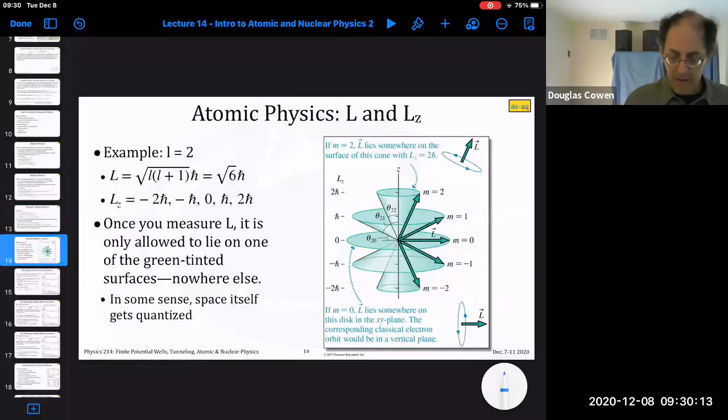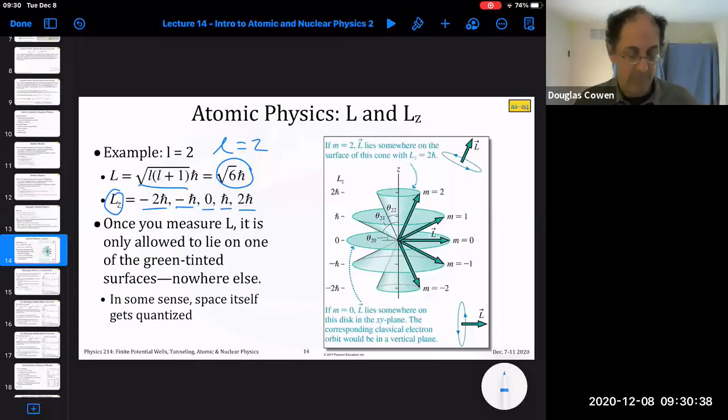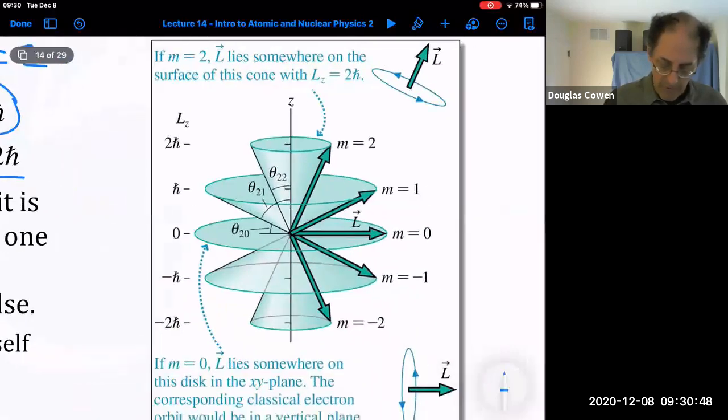Okay, moving back to the angular momentum, let's do as an example L equals 2. So if L equals 2, then the square root of L times L plus 1 is the square root of 6. So the total angular momentum is the square root of 6 h bar. And that further means, if L equals 2, that the z component can assume one of these 5 values. So this means that once you measure L, it is only allowed to lie on one of these green tinted surfaces over here. So let me explain this diagram.